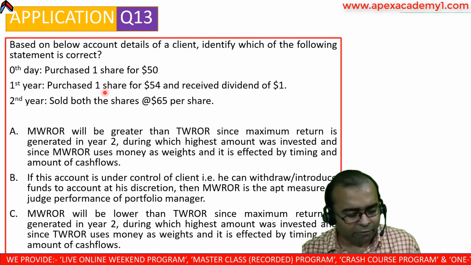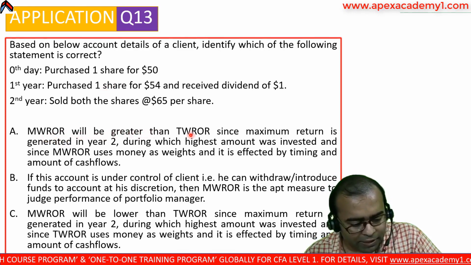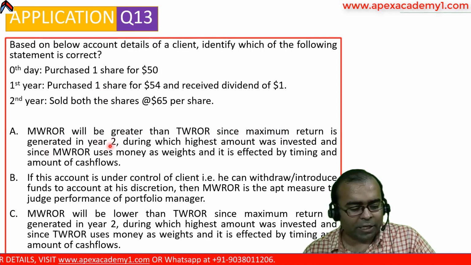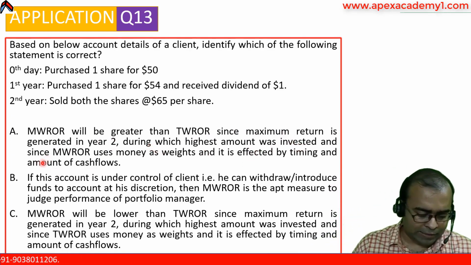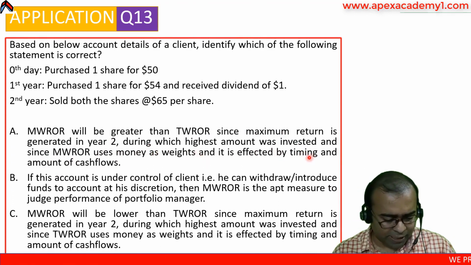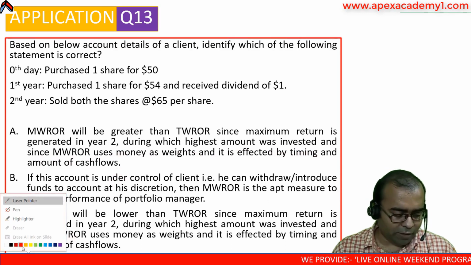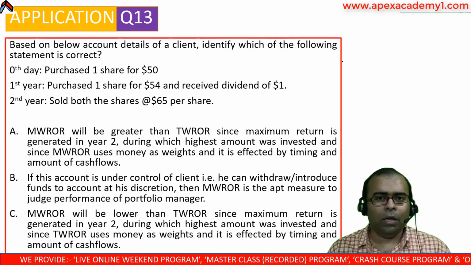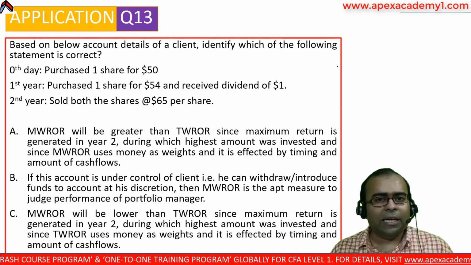First let me read the option. MWROR will be greater than TWROR since maximum return is generated in year 2, during which the highest amount was invested, and since MWROR uses money as weights, it is affected by the timing and amount of cash flows. It is very simple if the question does not involve exact calculation of MWROR and TWROR, and we only have to identify which one will be greater.